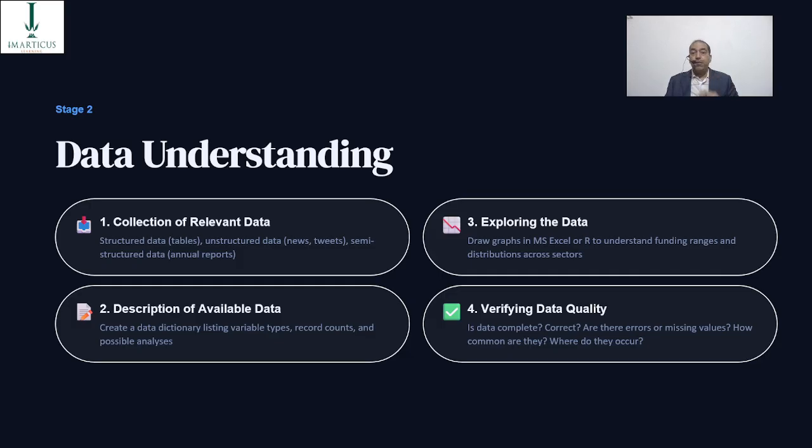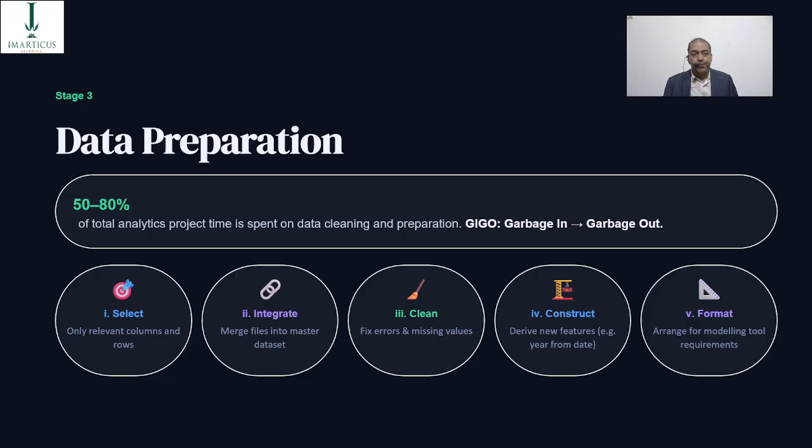Is the cell having a question mark over there? Where do missing values occur? How common are they? This is what we do in data understanding. Understanding the raw data. That is stage number 2.